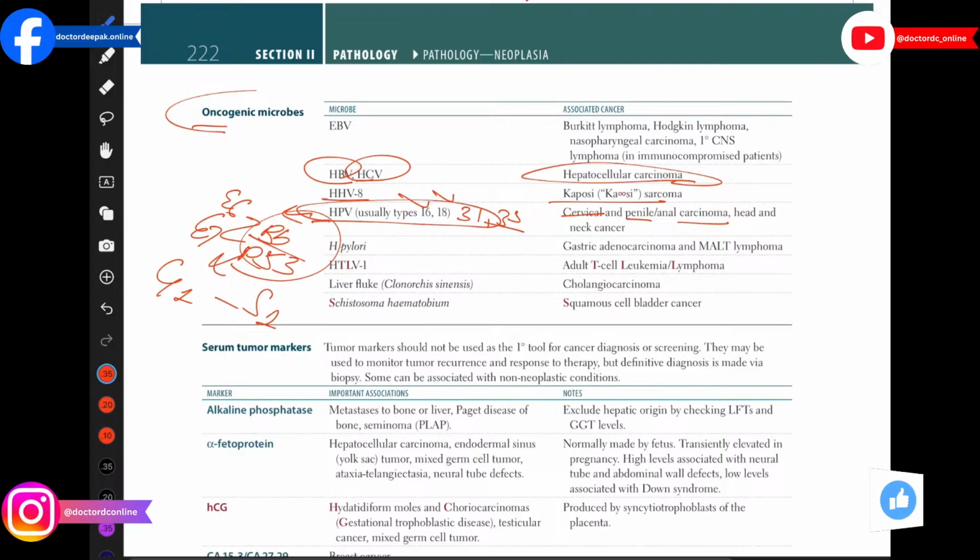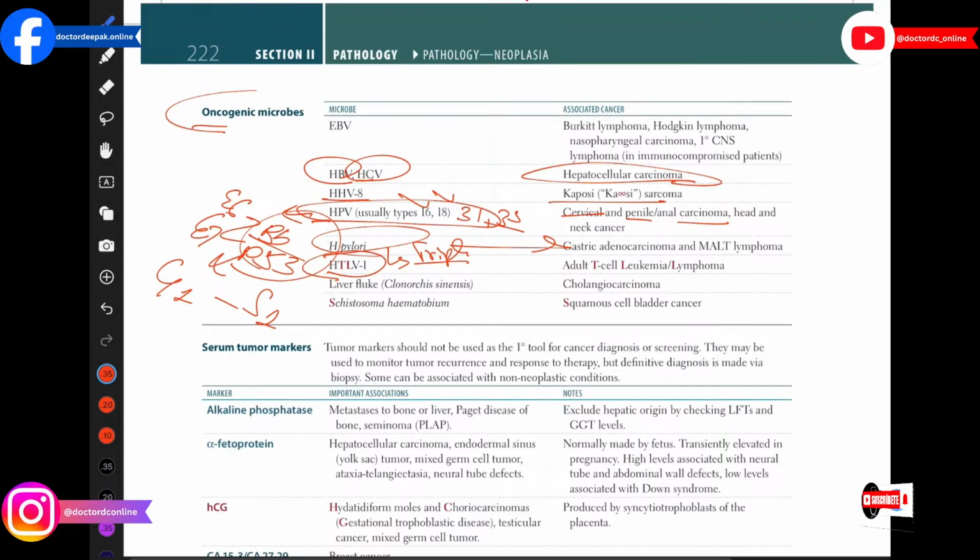And H. pylori, we have gastric adenocarcinoma. H. pylori is the basic cause of gastric adenocarcinoma and MALT lymphoma. For H. pylori, we are giving triple therapy, two antibiotics plus one proton pump inhibitor. If it does not work, we go to quadruple therapy, in which we are adding bismuth.